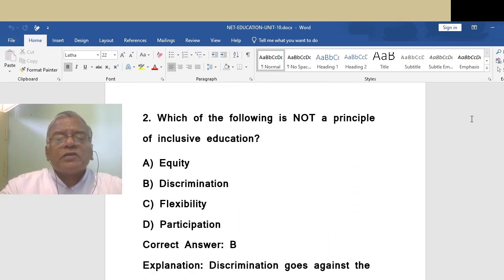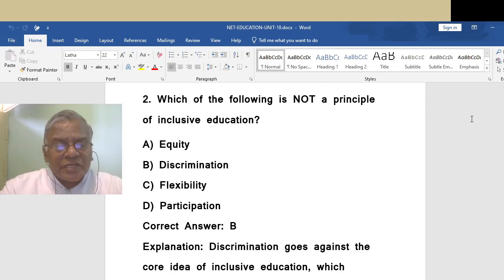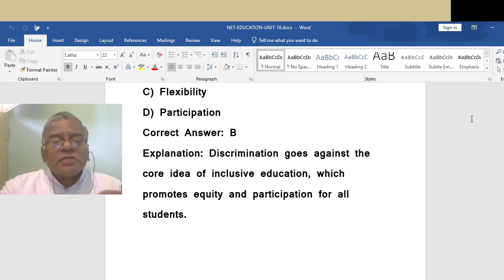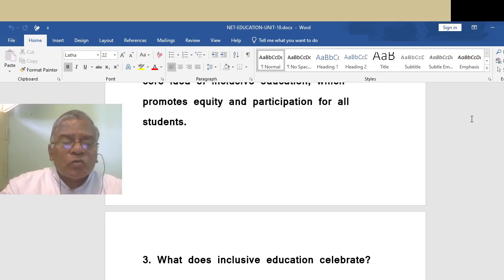Which of the following is not a principle of inclusive education? Equity, discrimination, flexibility, and participation. Which is not a principle of inclusive education? That is discrimination. Discrimination goes against the core idea of inclusive education, which promotes equity and participation for all students.